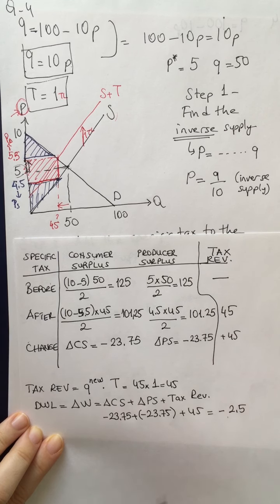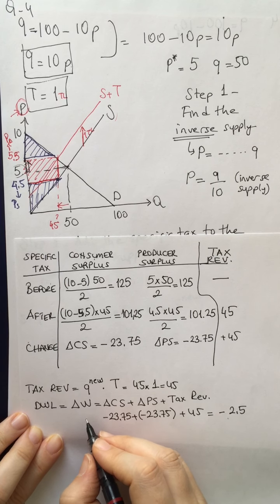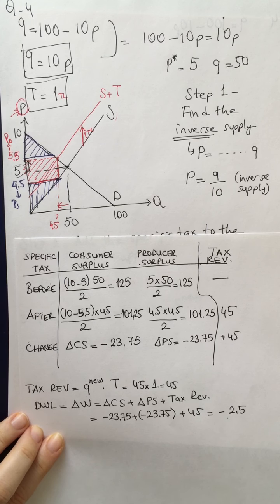Minus 2.5 is the change in the welfare, which is called the deadweight loss of this policy.